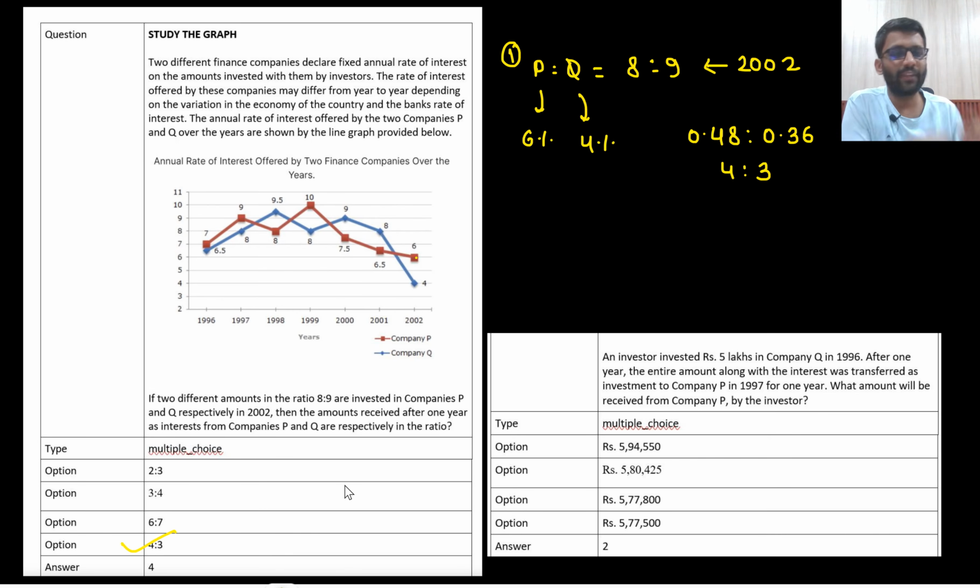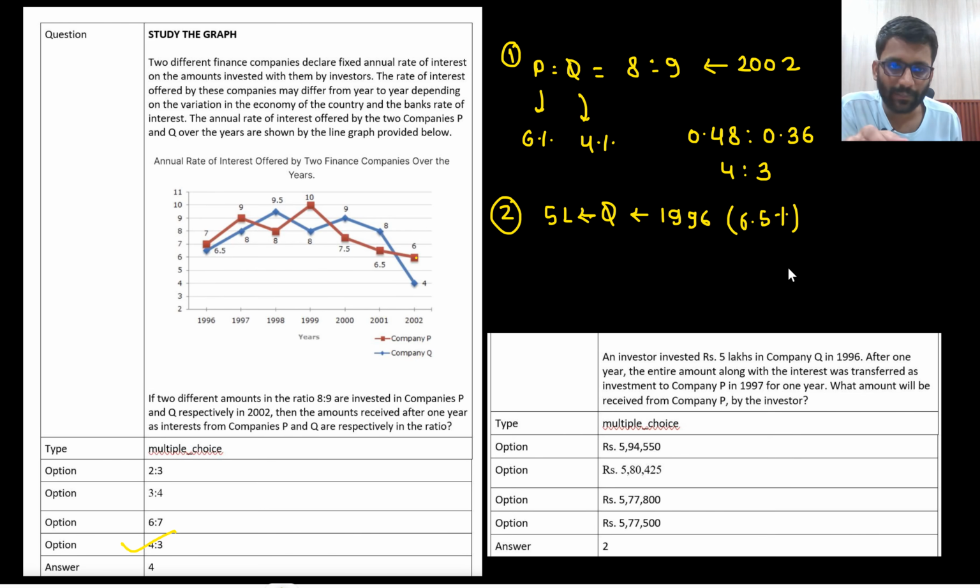So very quickly, with a good amount of patience, I am able to do it just because I read it very slowly. Let's see the next one. An investor invested rupees 5 lakh in Q in 1996. You will not have this paragraph on your paper, you will have it on screen, so you cannot do anything. You have to see here. 5 lakhs in Q in 1996, that means the interest rate was 6.5%.